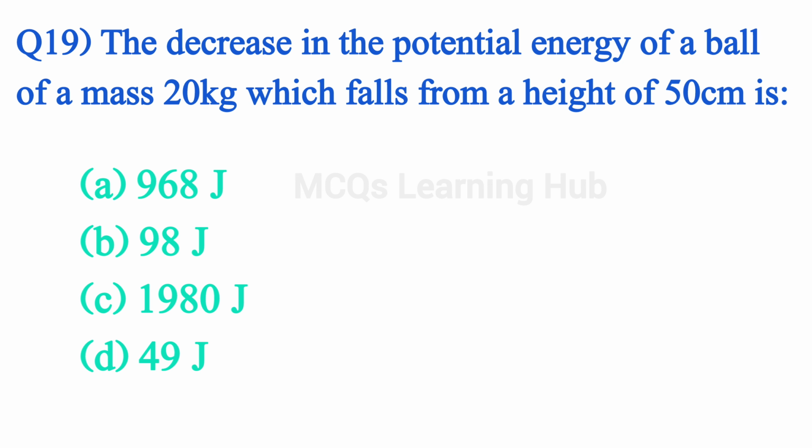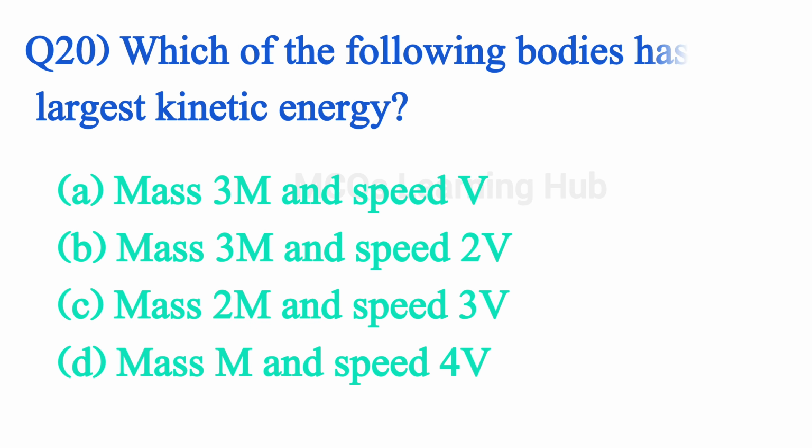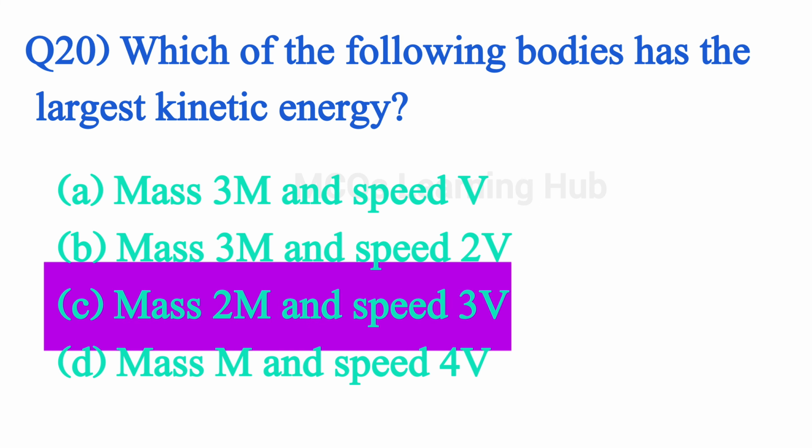The decrease in the potential energy of a ball of a mass 20 kilograms, which falls from a height of 50 centimeters, is. Option B is correct. Which of the following bodies has the largest kinetic energy? Option C is correct.